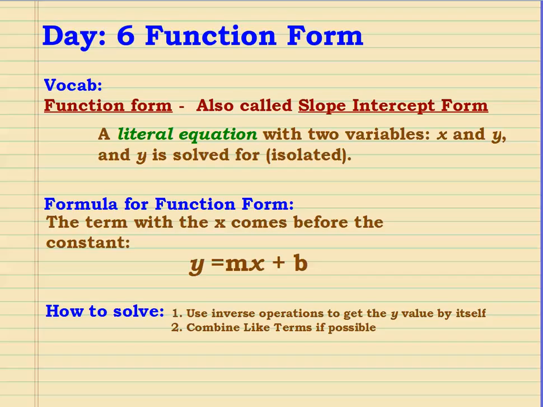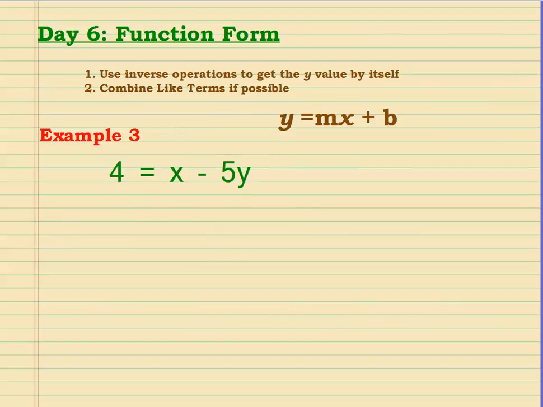Okay, so now here's your notes for function form. Please pause it and write down the notes. Okay, function form is another way of saying slope-intercept form, or y equals mx plus b. What we're going to do right now in today's video is just cover the basics. We want to convert this equation into function form, or y equals mx plus b form. So what we're going to do is basically isolate y. Get the y by itself. Right now, the y is not by itself.